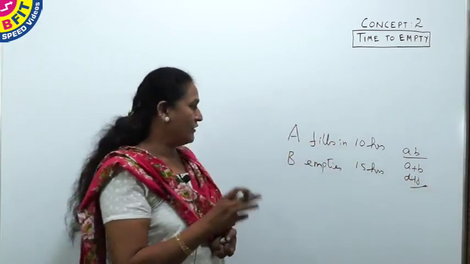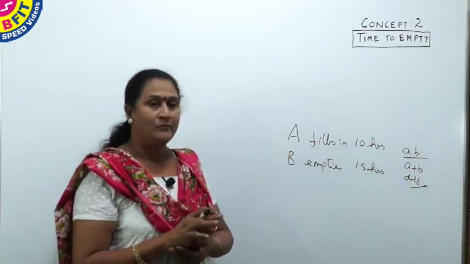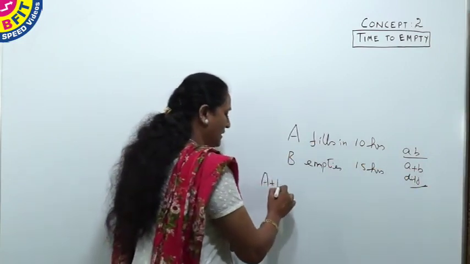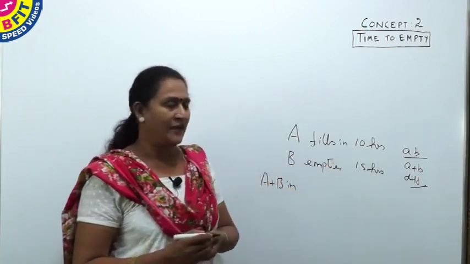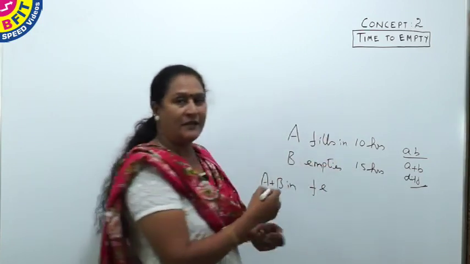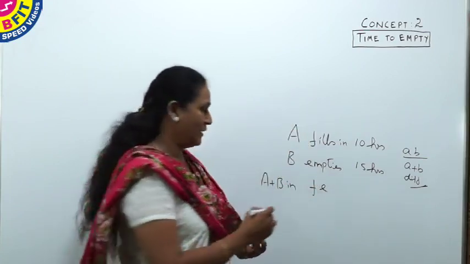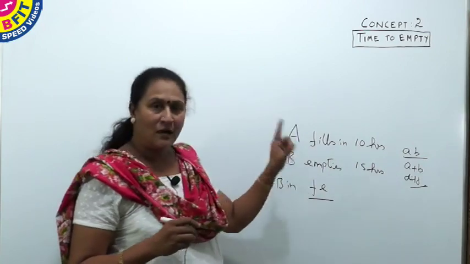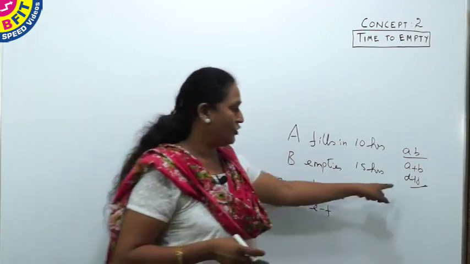Whenever you are working with one filling and the other emptying, to find the time taken by both taps to fill or empty the tank, we can use AB by the difference in time taken. So always you take the filling time and the emptying time. F is the filling time, E is the emptying time, and for the difference you always take emptying minus filling time. So we need the difference for the denominator.